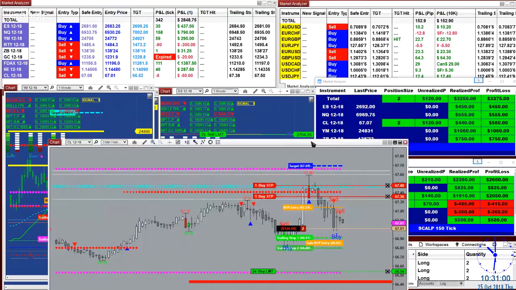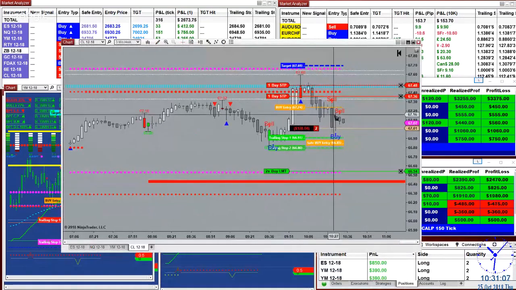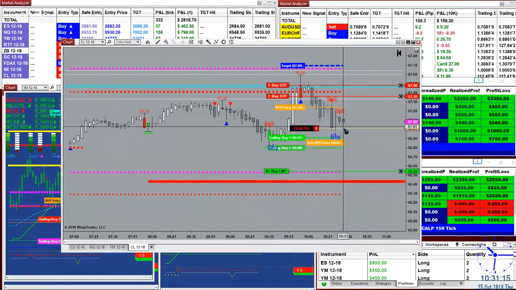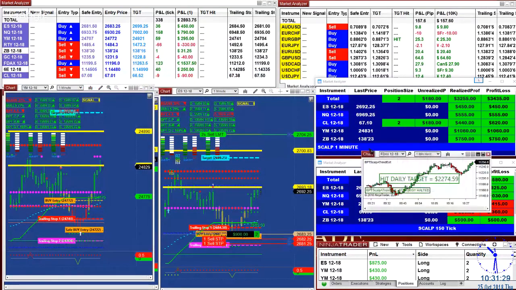For the CL traders, we are already short, but now we have two signals sell. And this is the chart I have sent you yesterday. We have two signal sell on the CL. Let me cover, while we are waiting, the DAX.